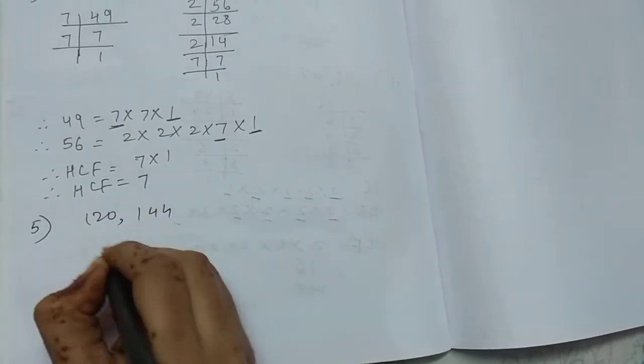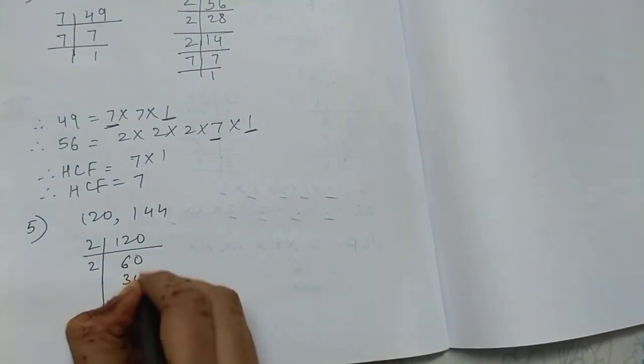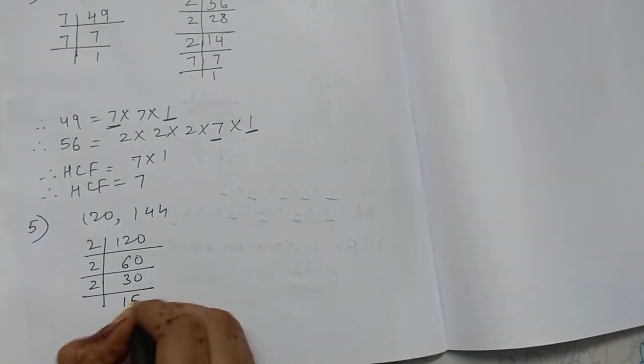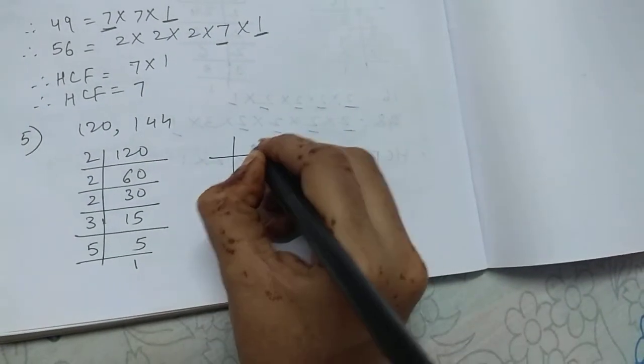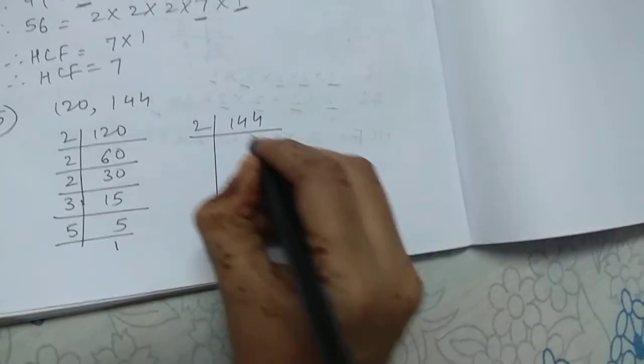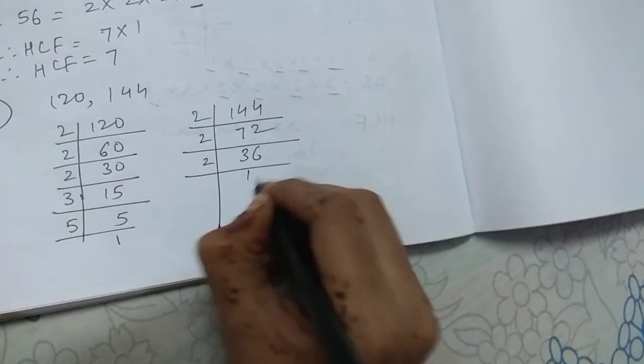Now, the fifth one, 120 and 144. So 120: 2 60s are, 2 30s are, 2 15s are, 3 5s are, and 5 1s are. Then 144: 2 7s are 14, 72. 2 36s are, 2 18s are, 2 9s are, 3 3s are, and 3 1s are. Okay, now these factors we have to write down.